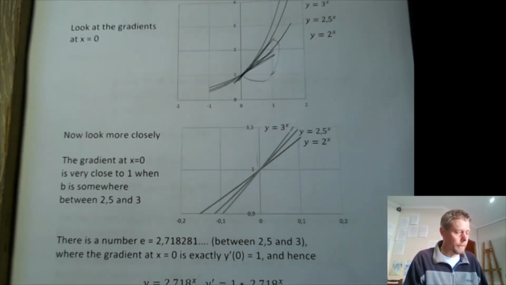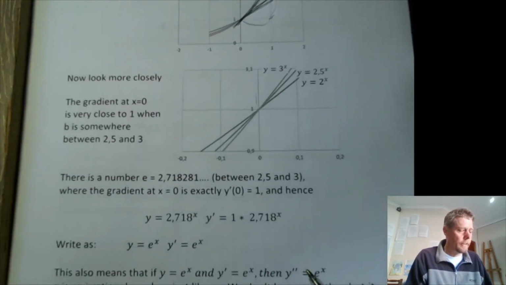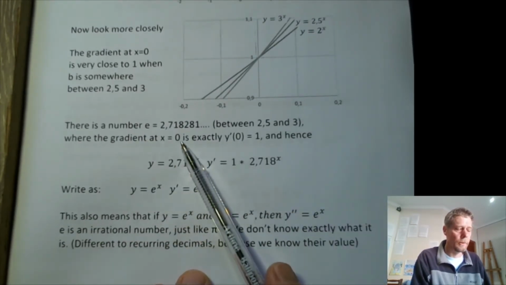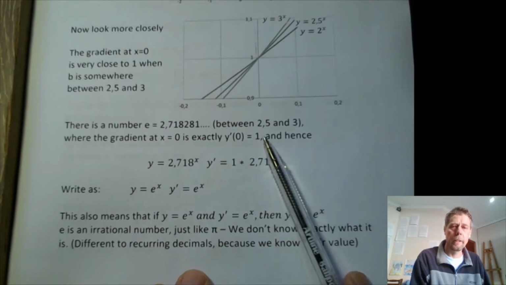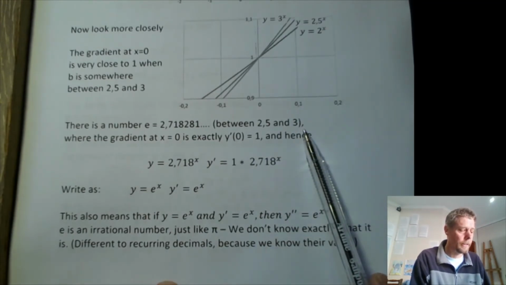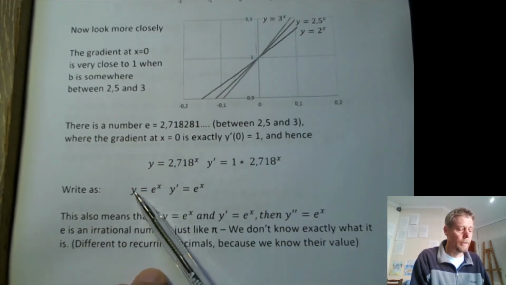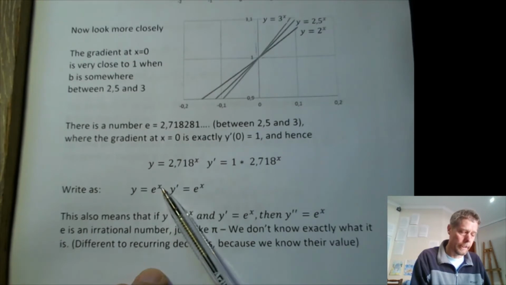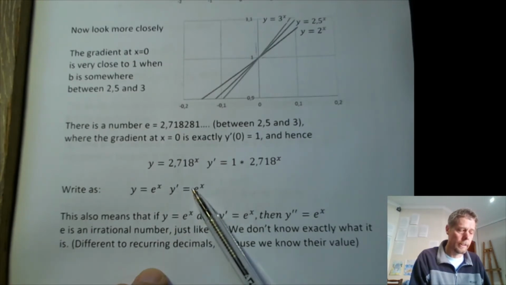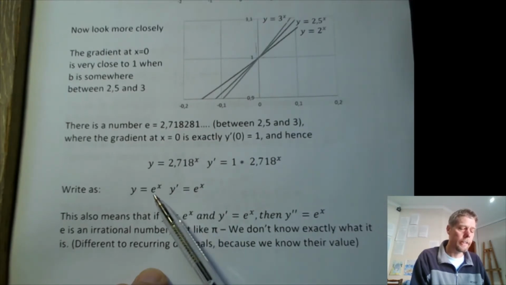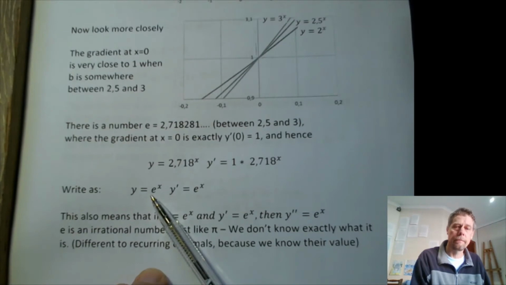So there is a number, e, between 2.5 and 3, where the gradient at x equals 0 is exactly 1. And therefore, there's a very important property now: if y equals e to the x, which is 2.71 to the x, then y dash equals k, which is 1 now, times e to the x. So the differential is actually the same as the function.